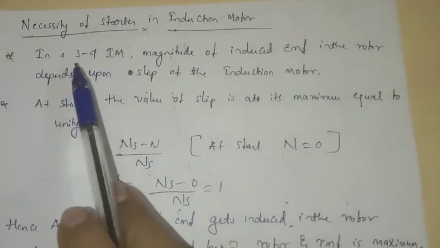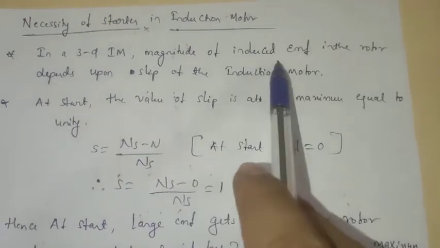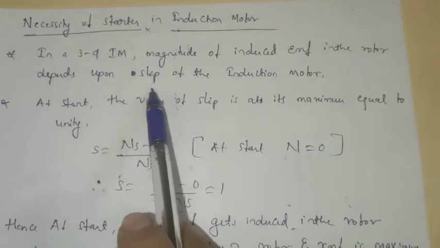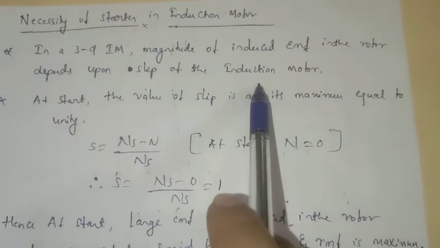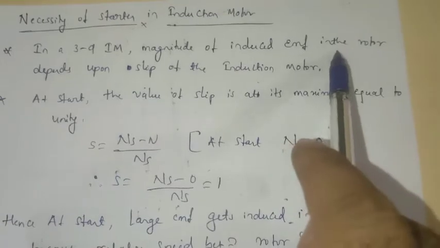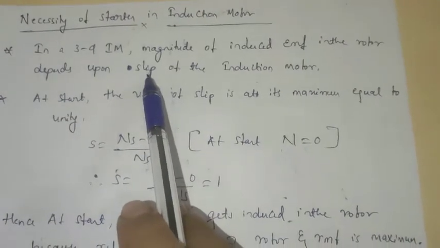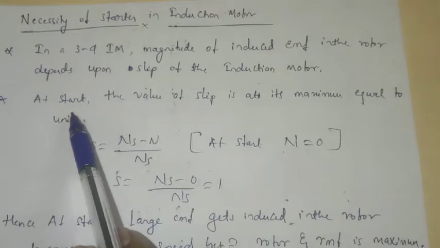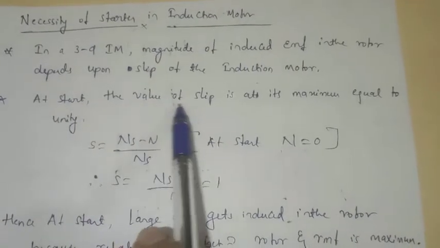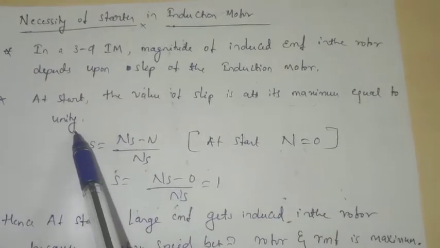We know that in a three-phase induction motor, the magnitude of induced EMF in the rotor depends upon the slip of the induction motor. Whatever EMF is induced in the rotor absolutely depends upon what? The slip of the induction motor. But what is slip? At starting condition, the value of slip is at its maximum, equal to unity.